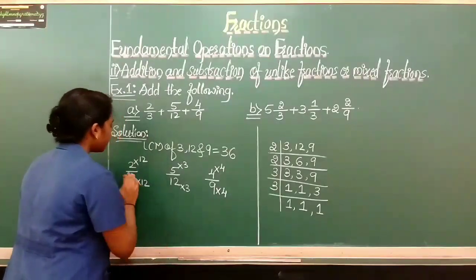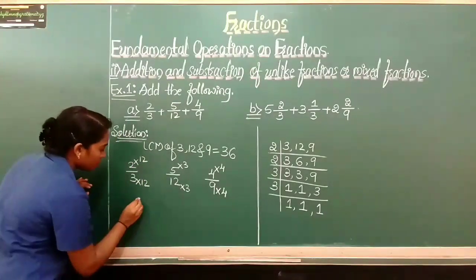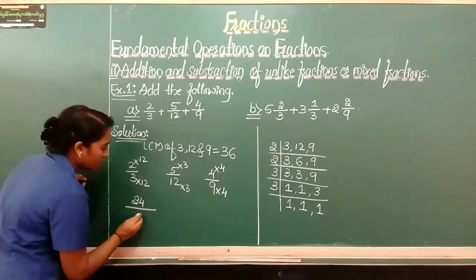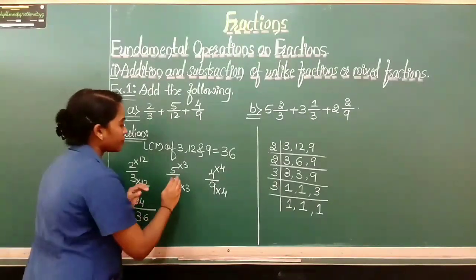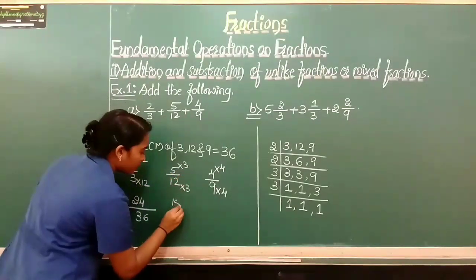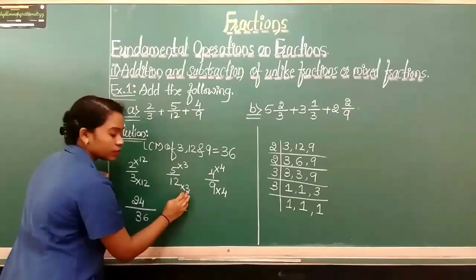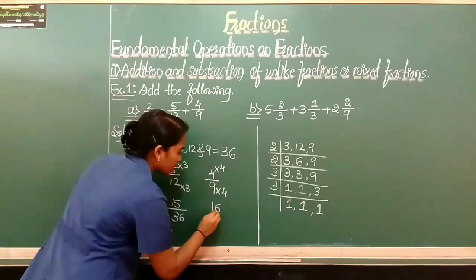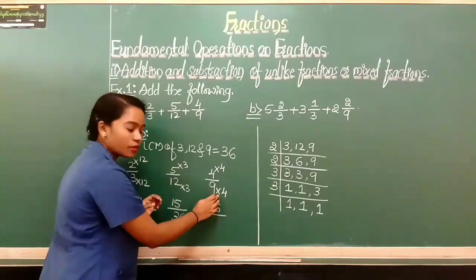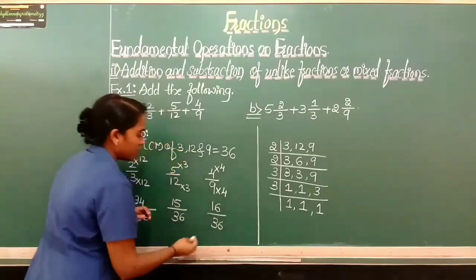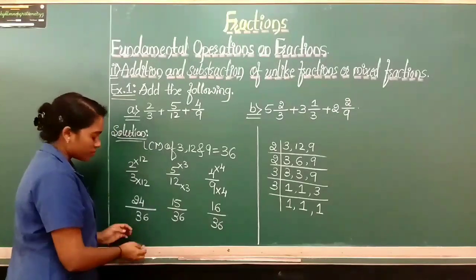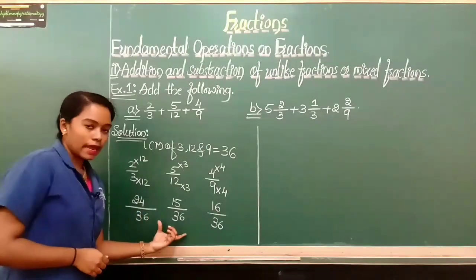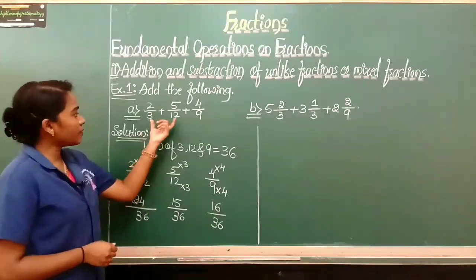Now simplify. 2 into 12 is 24, divided by 3 into 12 which is 36. 5 into 3 is 15 upon 12 into 3, 36. 4 into 4 is 16 upon 9 into 4, 36. See here, these are like fractions. The denominators are the same here. Now we have to add them.